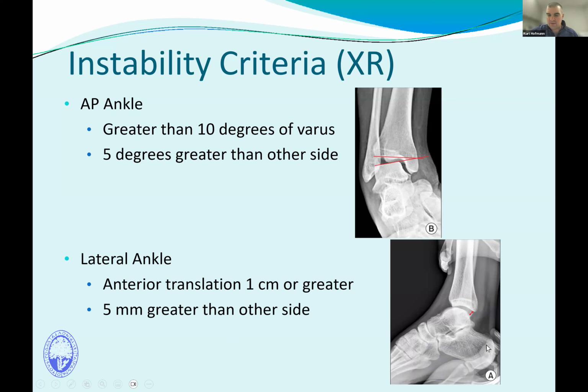You can see my hand in the back here holding the heel. Again, same kind of physical exam maneuver. Now we have a radiograph to demonstrate it, to document that there's instability of the ATFL, and that's allowing the talus to translate anteriorly.